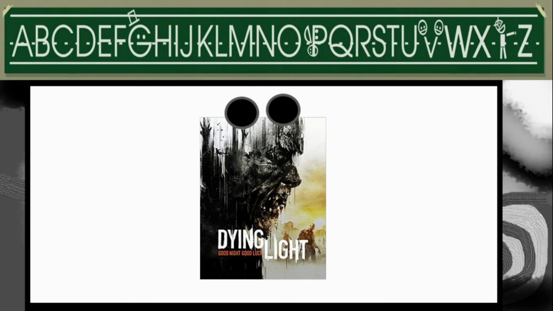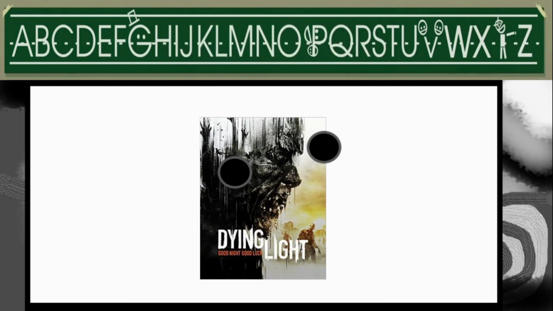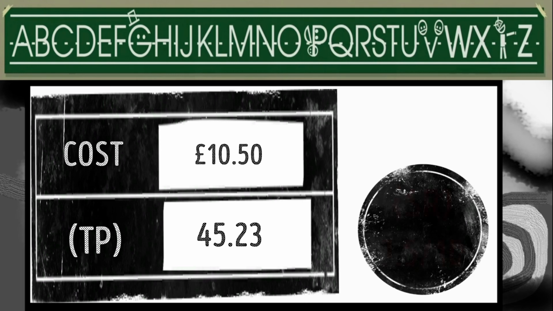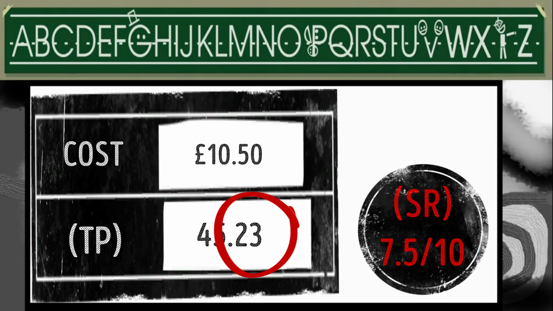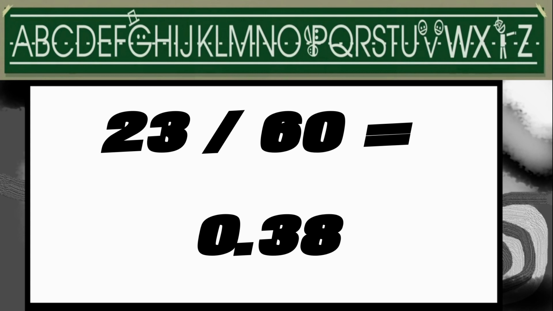Now I'm going to show you how to work out added value using my figures from Dying Light. It cost me £10.50 and I played it for 45 hours, 23 minutes, and I gave it 7.5 out of 10. The first thing we have to do is change minutes into a decimal hour scale. To do this, we divide 23 minutes by 60, which comes out at 0.383 recurring. We round that down to 0.38.